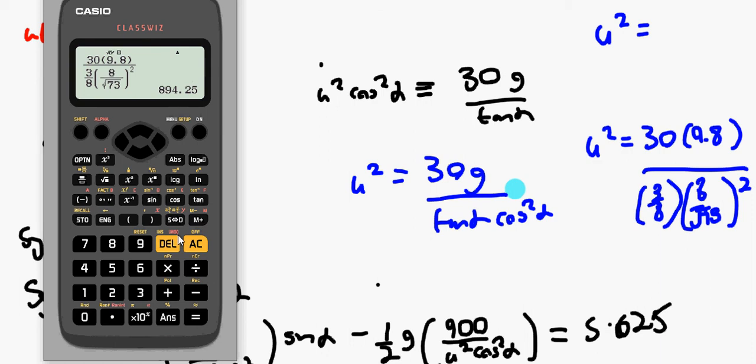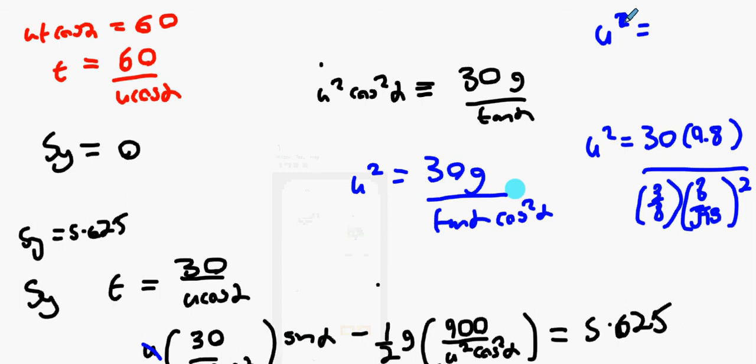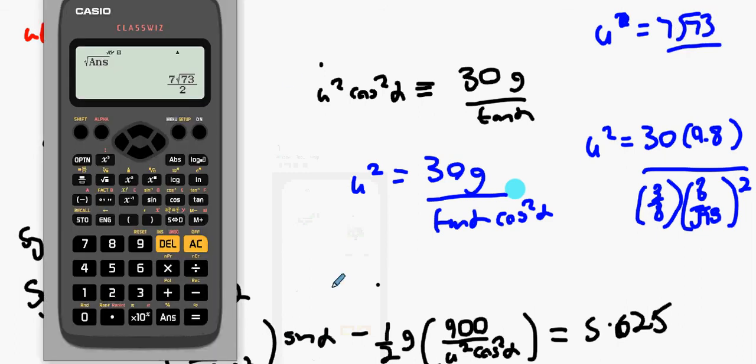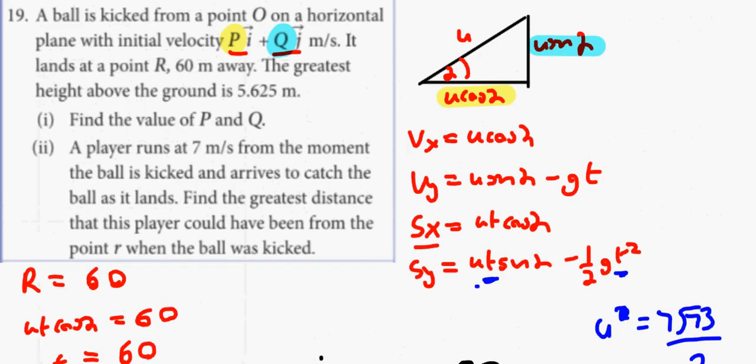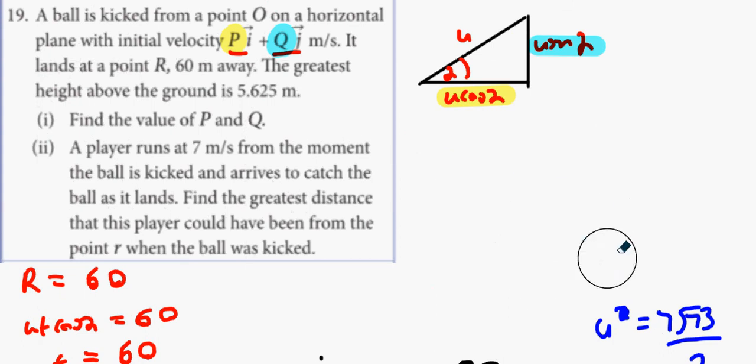I have to square root that, don't I? Because that's u squared, isn't it? So square root the answer. Ouch. Alright. 29.9 or 7 root 73 over 2, no bother. So u equals 7 root 73 over 2. You'll be surprised actually in a second. Because look, we now have to do u sine alpha and u cos alpha. And you'll see what happens in a second.